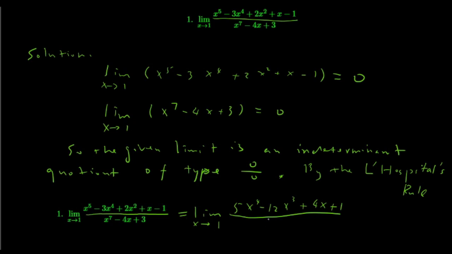And for the denominator, we have 7x to the power of 6. We use the power rule. We differentiate. We take the derivative of, I'm trying to say the term in different ways. Differentiate, it means taking the derivative, right? 7x to the power of 6 minus 4, right? Minus 4, I mean.